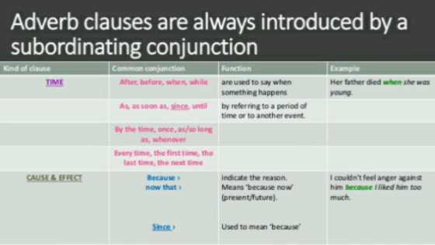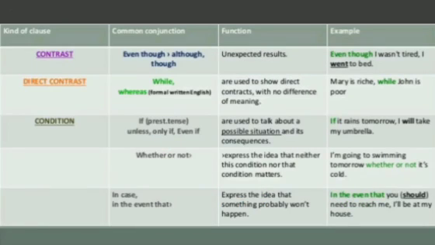Then for cause and effect we use the conjunctions because, now that, and since, and all these indicate reason. Like we use because for a reason. Look at the example. I could not feel anger against him because I liked him too much. So here is another list of conjunctions with their function and examples and the purposes they are used for. For contrast, we use the conjunctions even though, although, and though.